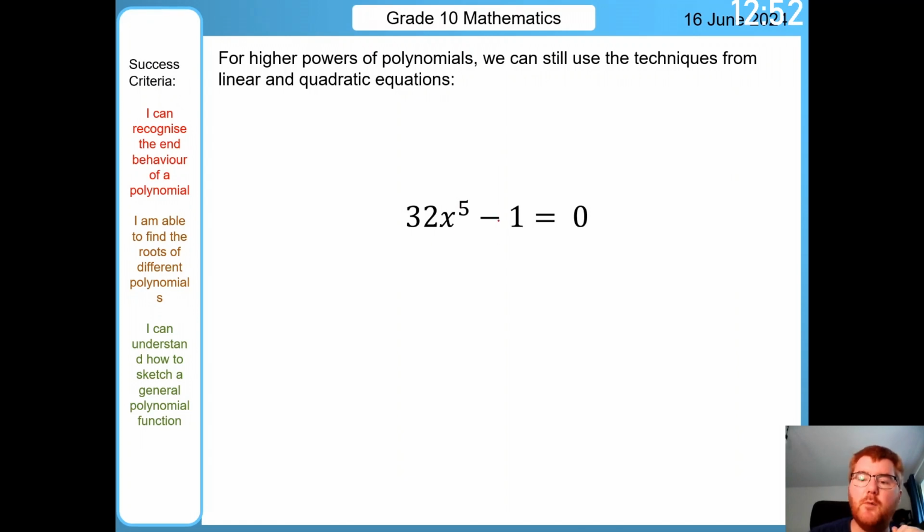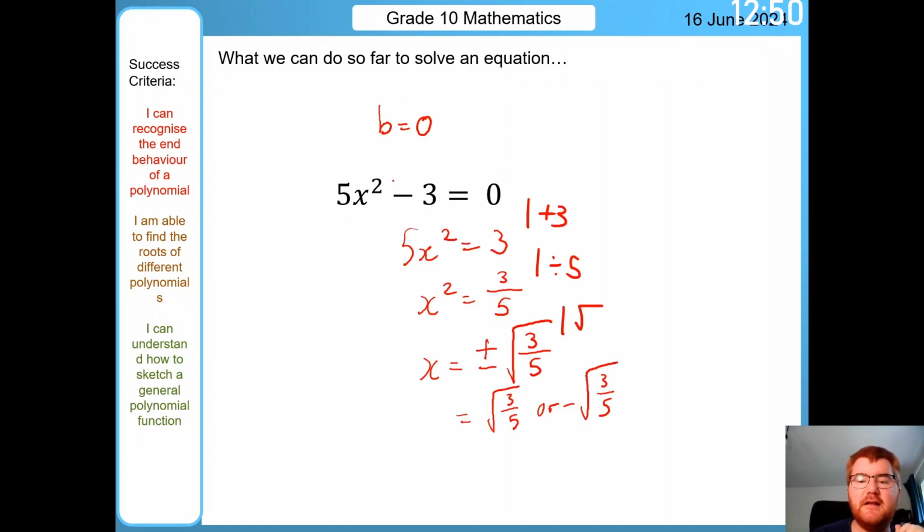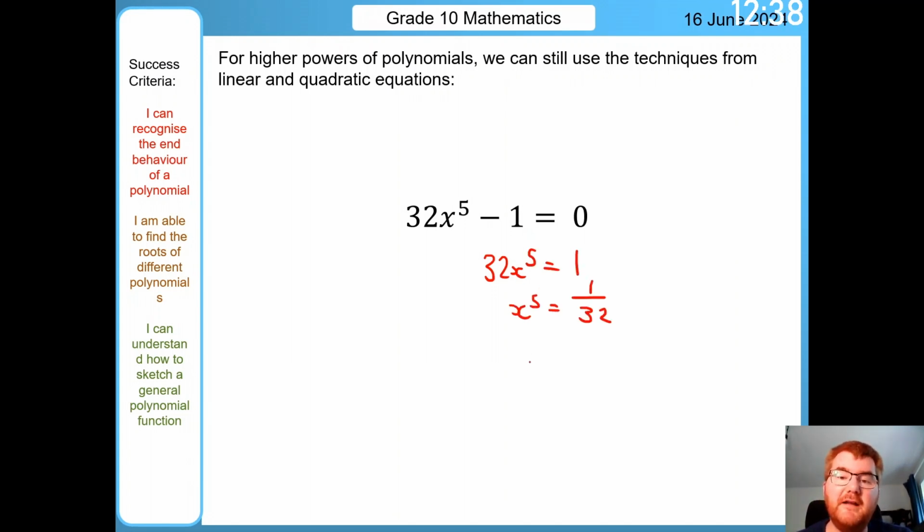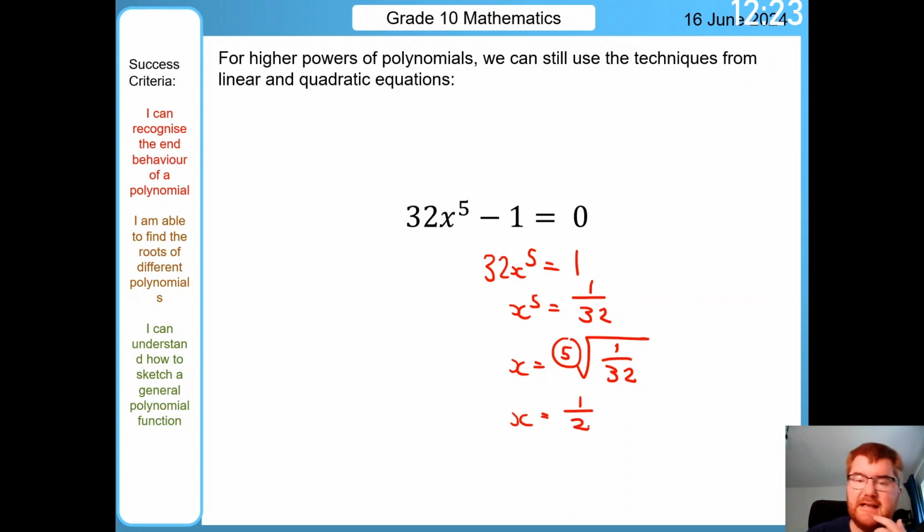So here, for example, we can use exactly the same technique when we have x to the power of 5 on its own and then just a number. So all we need to do here is just add 1 to both sides, then we divide by 32, and then we find the fifth root of 1 over 32. Now notice, because we have an odd root, we only get one answer here, at least in the real number system, and that again gives us 1 over 2. You can check this on your calculator.